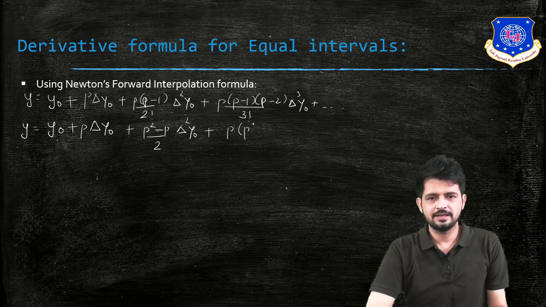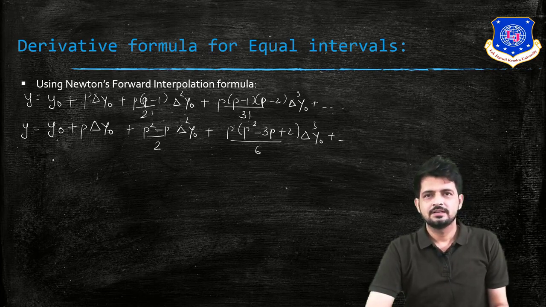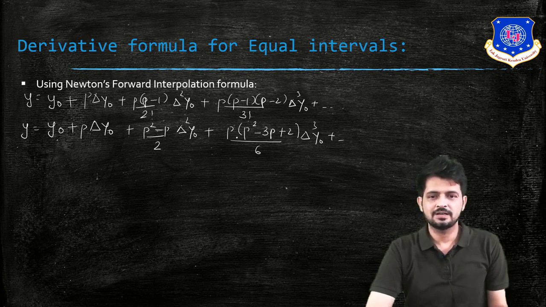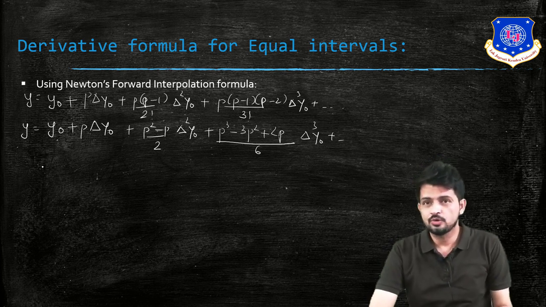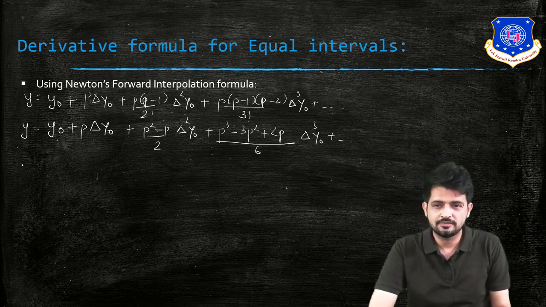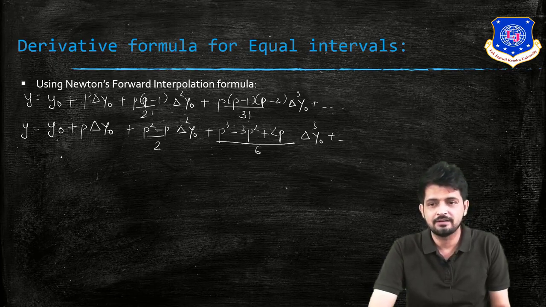Then p in bracket p square minus 3p plus 2 upon 6 into del cube y0 and so on. Okay, see, if we simplify this term can be written as p cube minus 3p square plus 2p. So let me write that p cube minus 3p square plus 2p. Okay, now we have to take the derivative of this. So it is a function of p. So first of all we have to take derivative with respect to p.